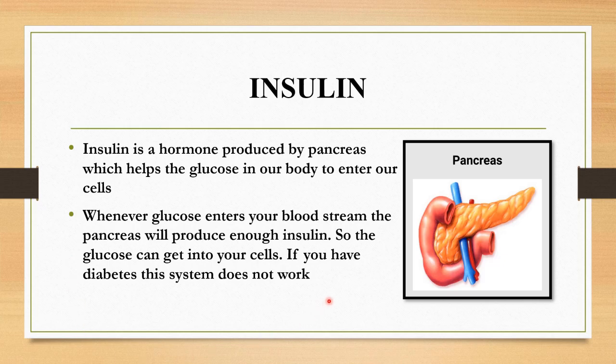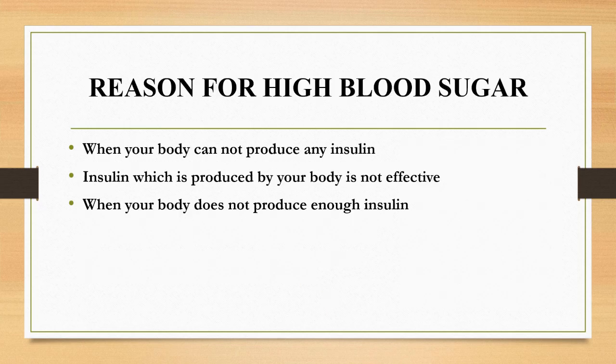So what will happen if you have diabetes? This mechanism does not work. Now you have a clear idea that insulin plays an important role in controlling the blood sugar. The main reason behind high blood sugar, the first one, is when your body cannot produce any insulin. That means if the pancreas is not at all producing any insulin, it will end up in high blood sugar.